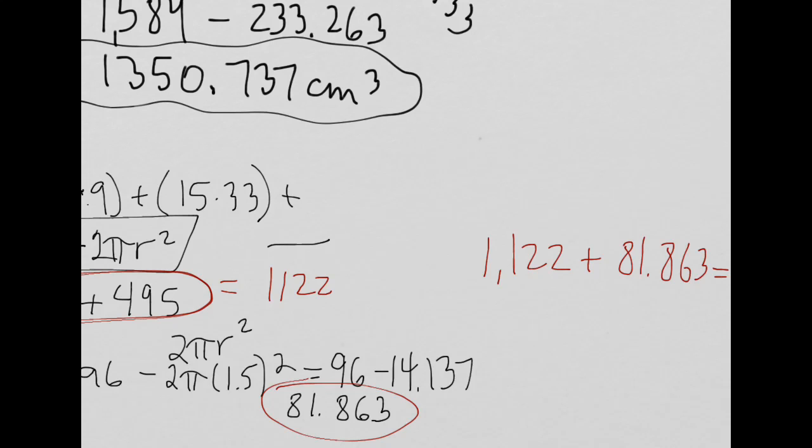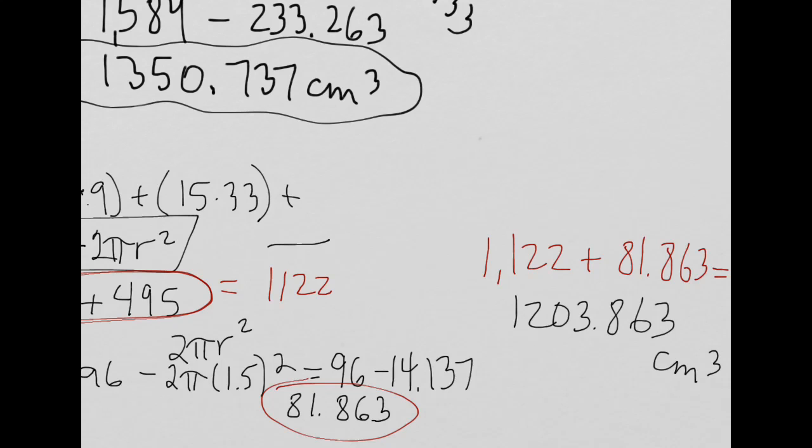And I get the answer for that surface area, but I still have to get the walls of the cylinder. 1,203.863 so far that I have. That's just that trapezoidal prism with those 2 circles cut out.